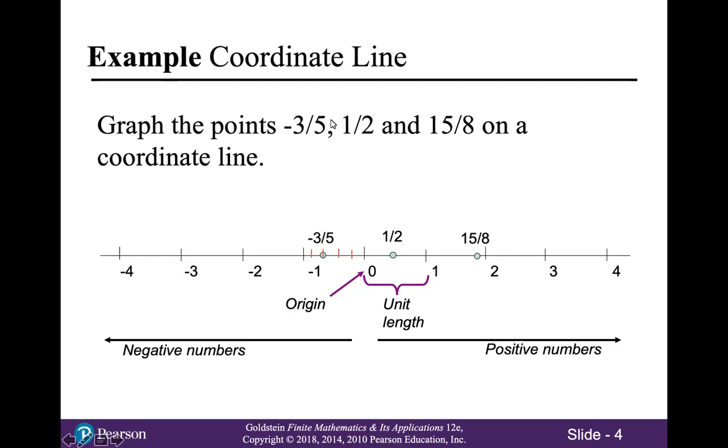And then 15/8, you might recognize that as an improper fraction. If you need to plot an improper fraction on the coordinate line, it helps to think of it as a mixed number. 15/8 as a mixed number is 1 7/8. So you start at 1, divide this space into 8 parts, and then count up 7 of those parts, and that's where you put that point.